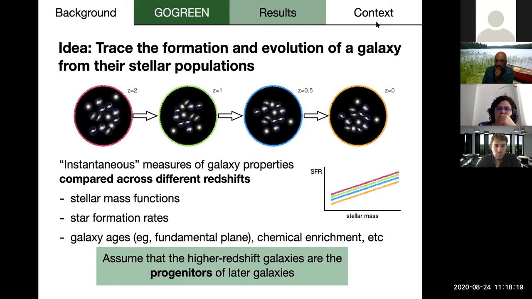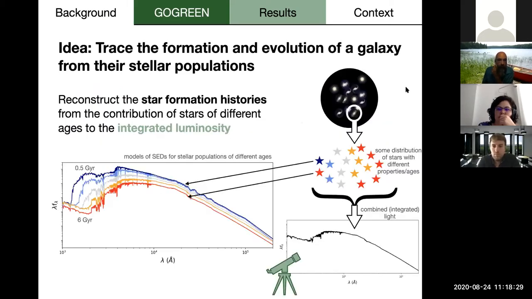And this has been very informative, but there's a second way that you can trace the formation and evolution of galaxies. And that's the focus of what I've been doing with the GO-GREEN sample. So instead of using different populations of galaxies over different redshifts, I try to reconstruct the star formation history from just individual galaxies based on their integrated luminosity. And I provided a small cartoon here to try and explain how this works.